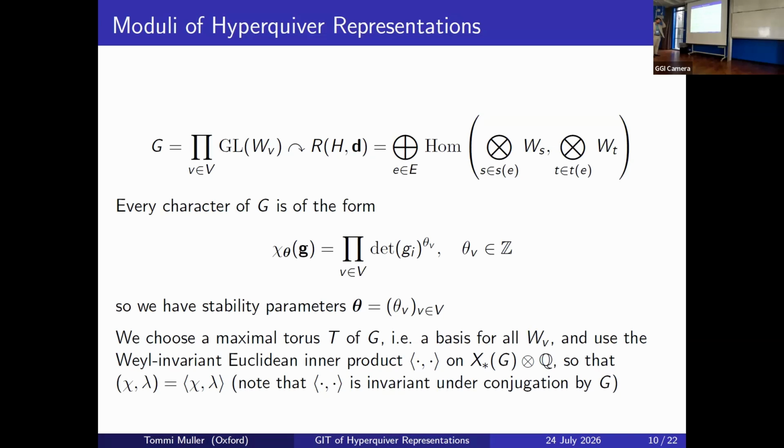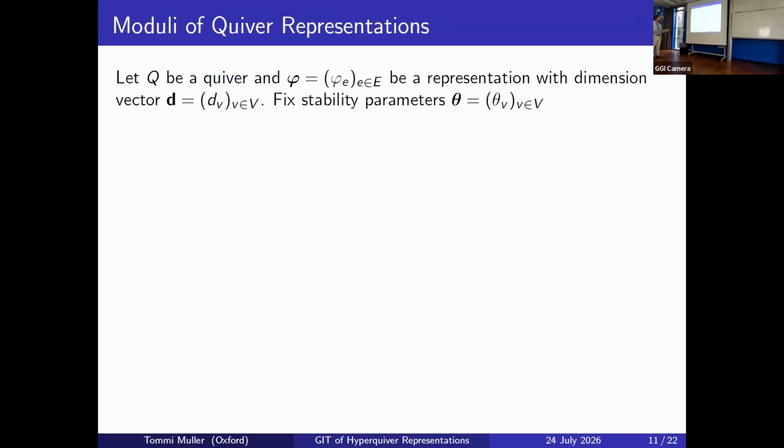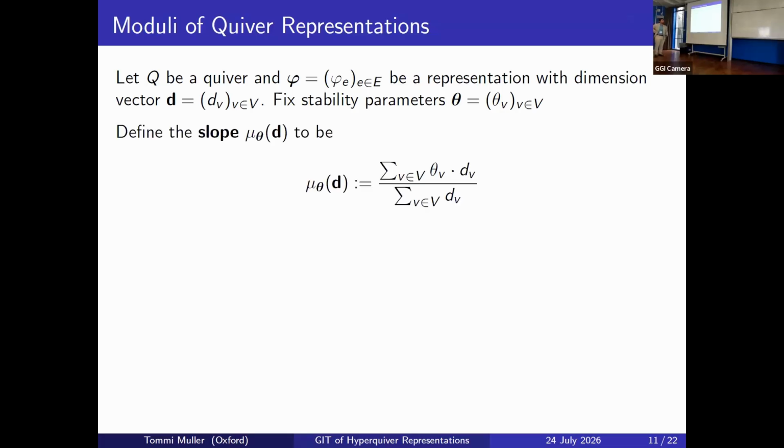So we have everything set up for applying GIT, and to see how things play out, we should first look at the simpler quiver case. So what happens with quiver representations? Q is a quiver and phi is a quiver representation, and you fix some stability parameters theta. You can define something called the slope of the representation as follows. It's the inner product of theta with the dimension vector in the numerator, and the denominator is the sum of the dimensions. So that's the slope of a quiver representation.